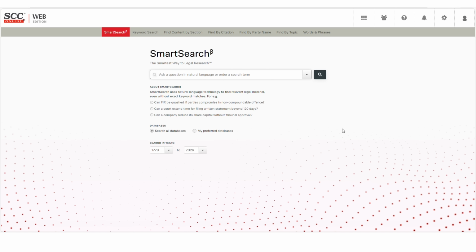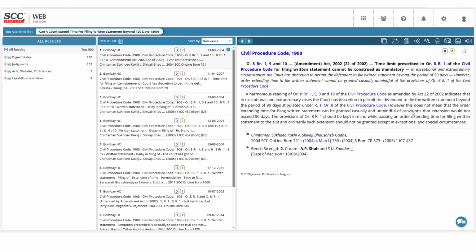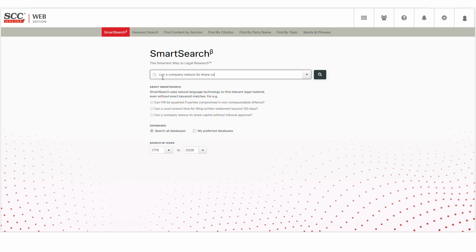Similarly, let us look at a few more examples. Can a court extend time for filing written statement beyond 120 days? Can a company reduce its share capital without tribunal approval?